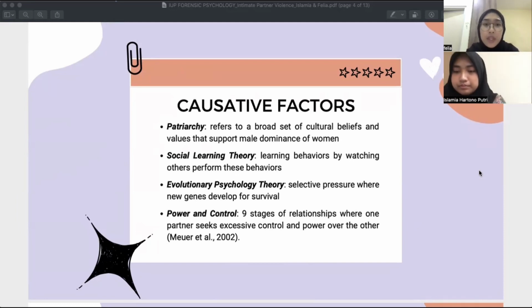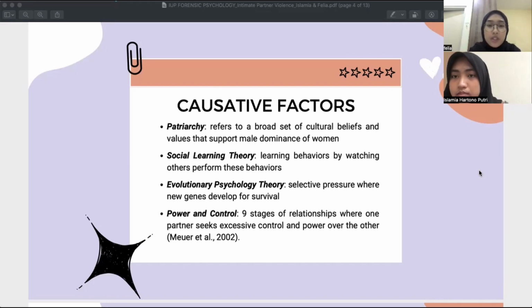And then there is also the social learning theory, which is basically where the individual learns behaviors by watching others perform these behaviors. For example, they may have seen acts of violence by their parents. And then there is the evolutionary psychology theory, which is a selective pressure where new genes develop for survival.